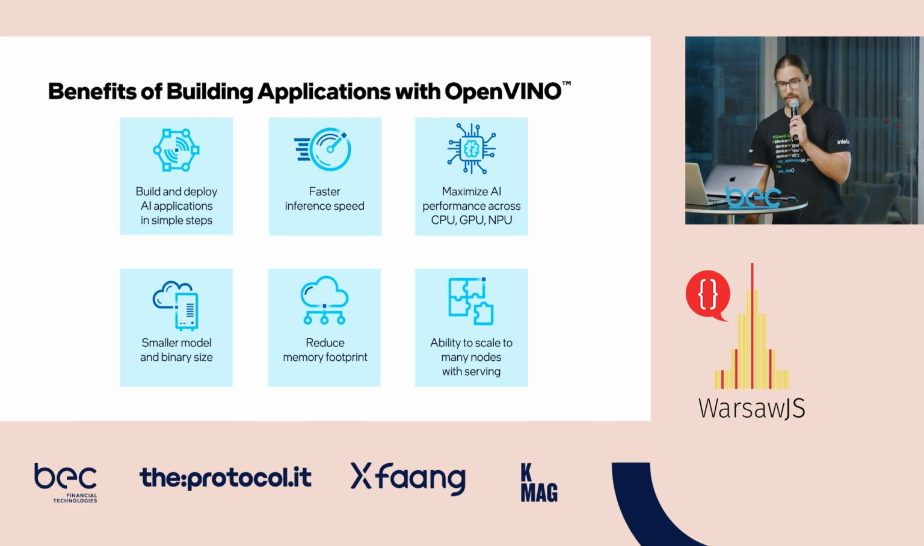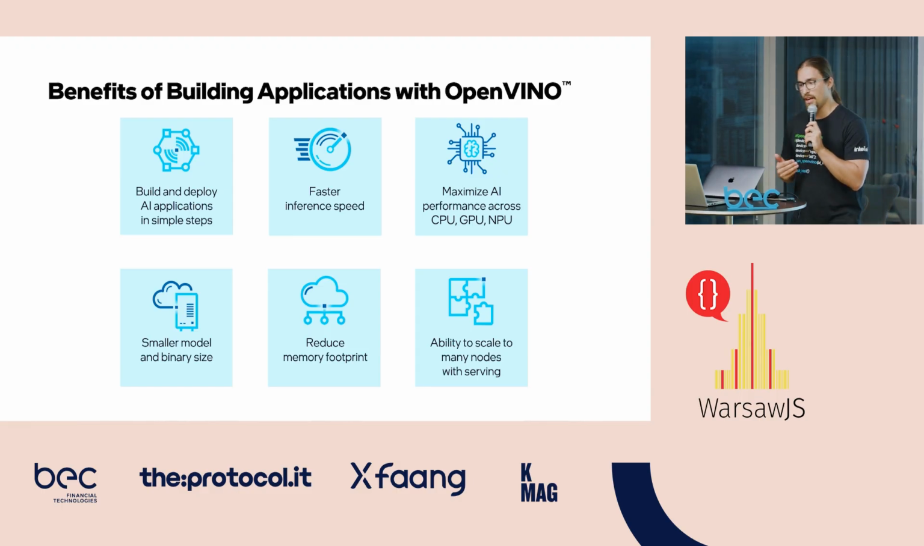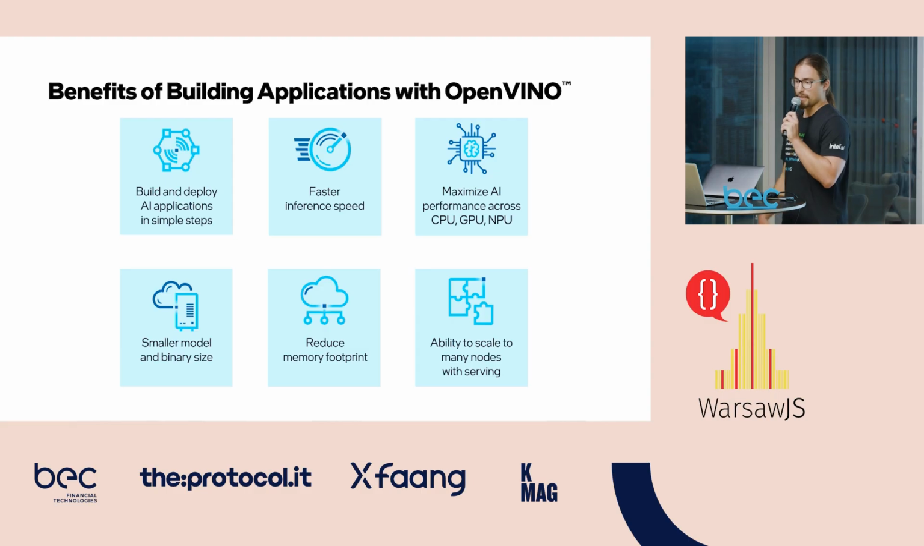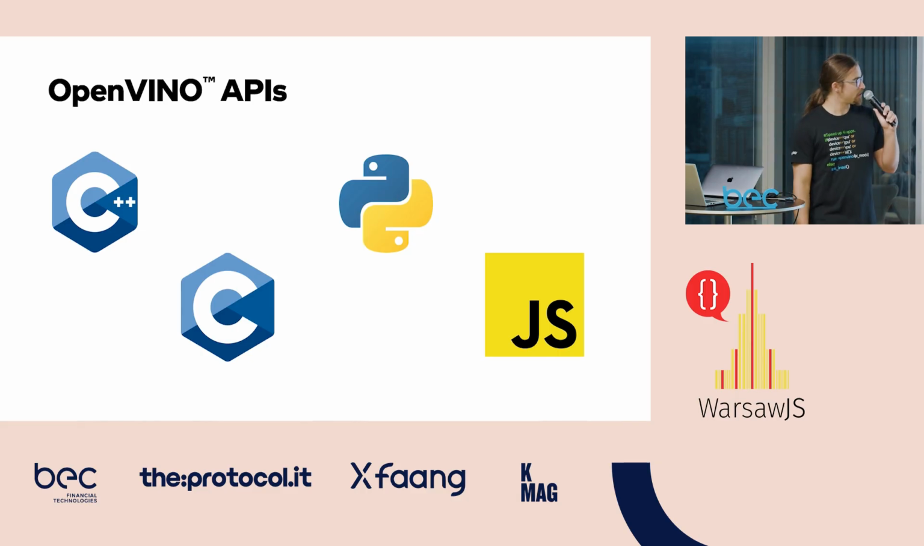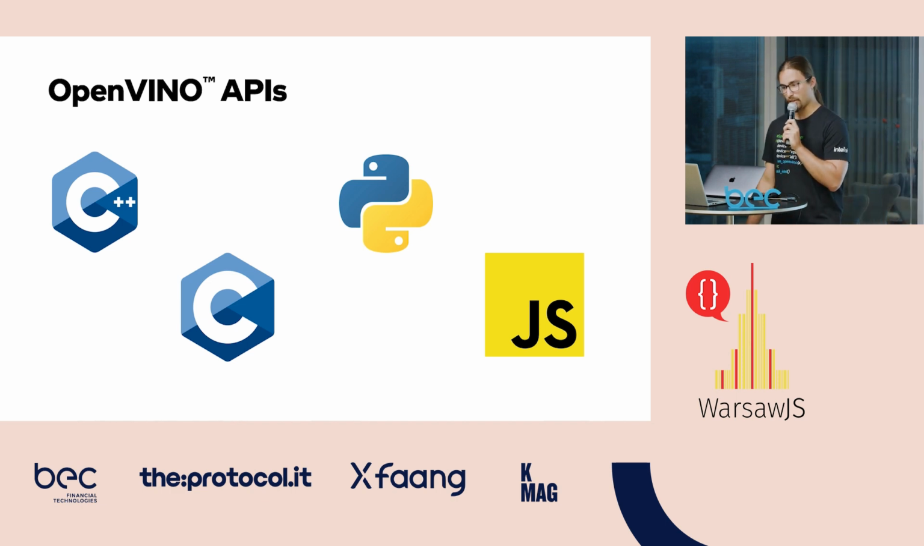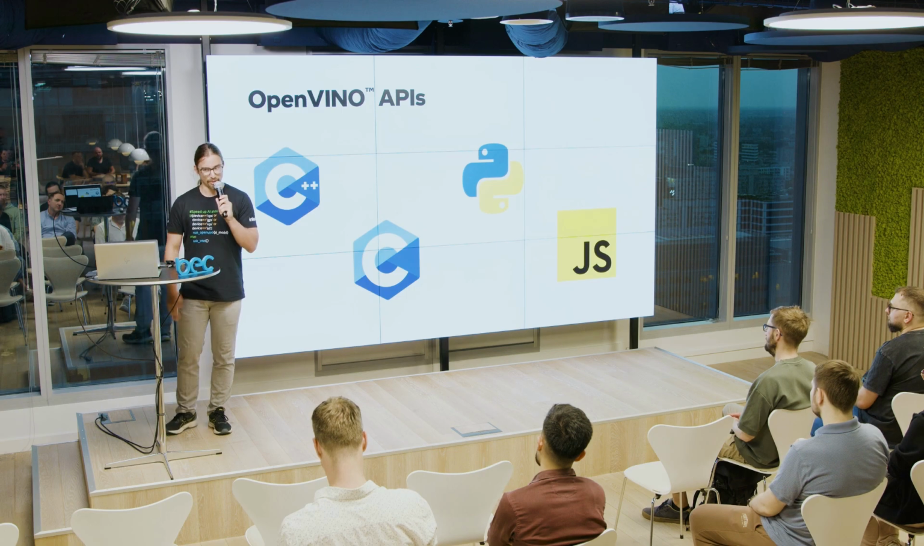So the benefits are that you can build and deploy AI applications in simple steps, really simply, in just a few lines of code. And it's optimized, it's faster than the original framework like PyTorch. And you maximize performance across different architectures. OpenVINO is developed in C++, and this is the native language, so feel free to use it in C++ to visit the code and to see how it is built. But we have other APIs: C, Python, and what is most important for us today, JavaScript.